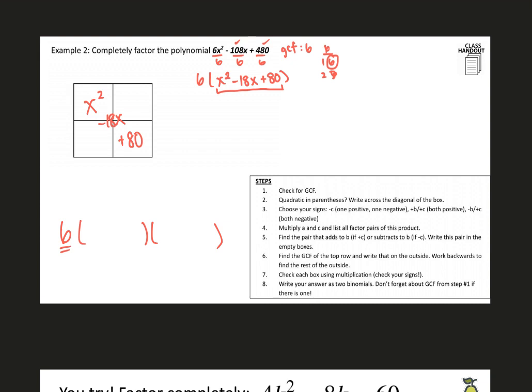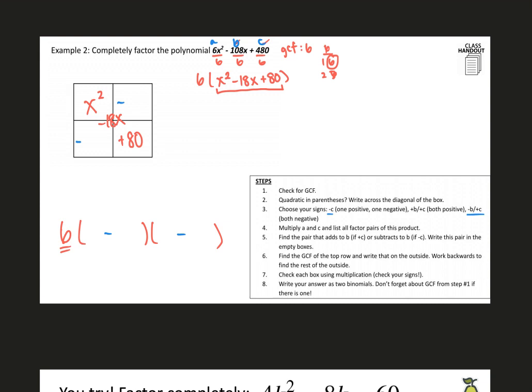Okay, so now we're going to choose our signs. So we're going to look at the value of C. So C is positive and B is negative. So if C is positive and B is negative, so this is A, B, C, that means both of our signs have to be negative. So the numbers that we're going to choose both have to be negative.